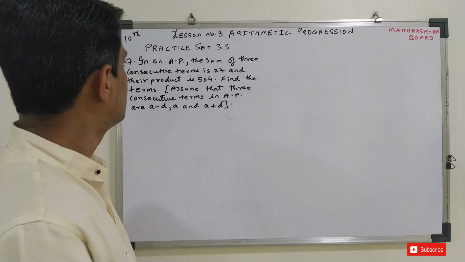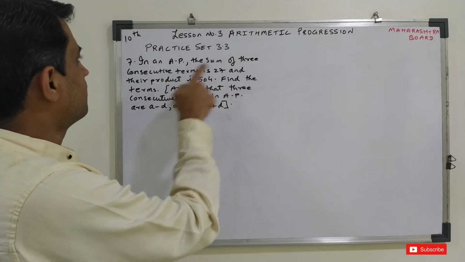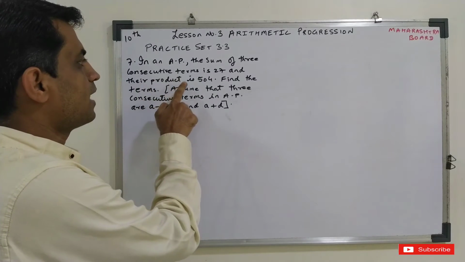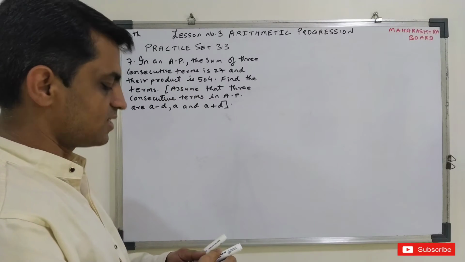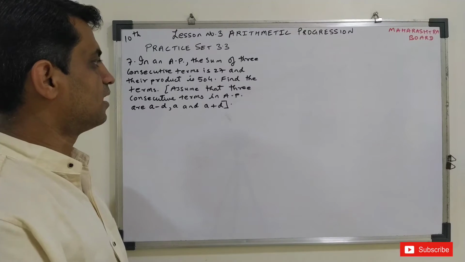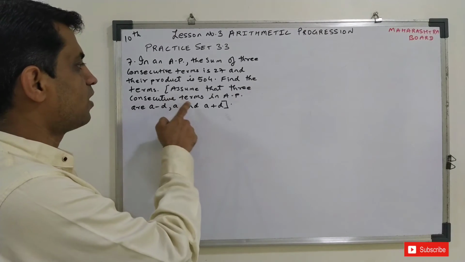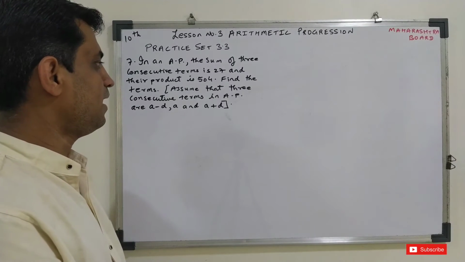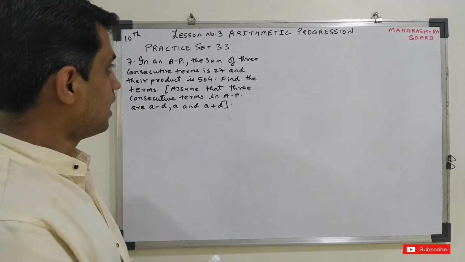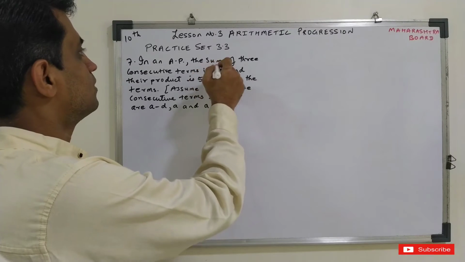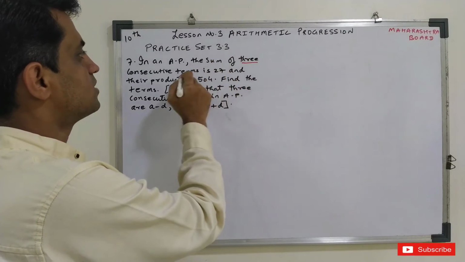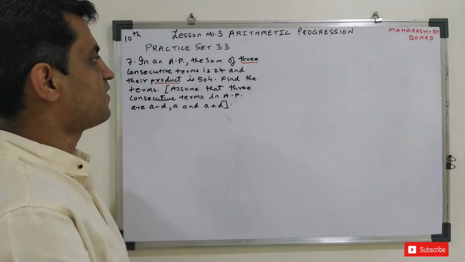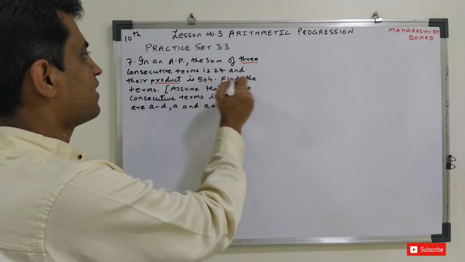7th sum, students. In an AP, the sum of 3 consecutive terms is 27 and the product is 504. Find the terms. Assume that the 3 consecutive terms in AP are A minus D, A and A plus D. They are telling you that 3 consecutive terms are there, one after the other, and the product is given as 504. You have to find a term.